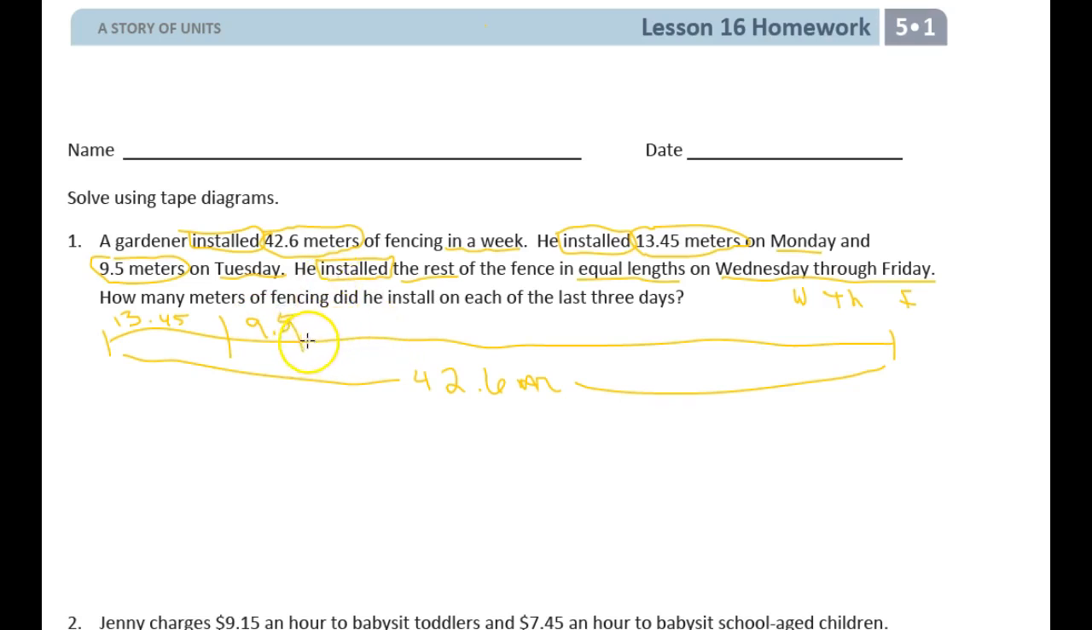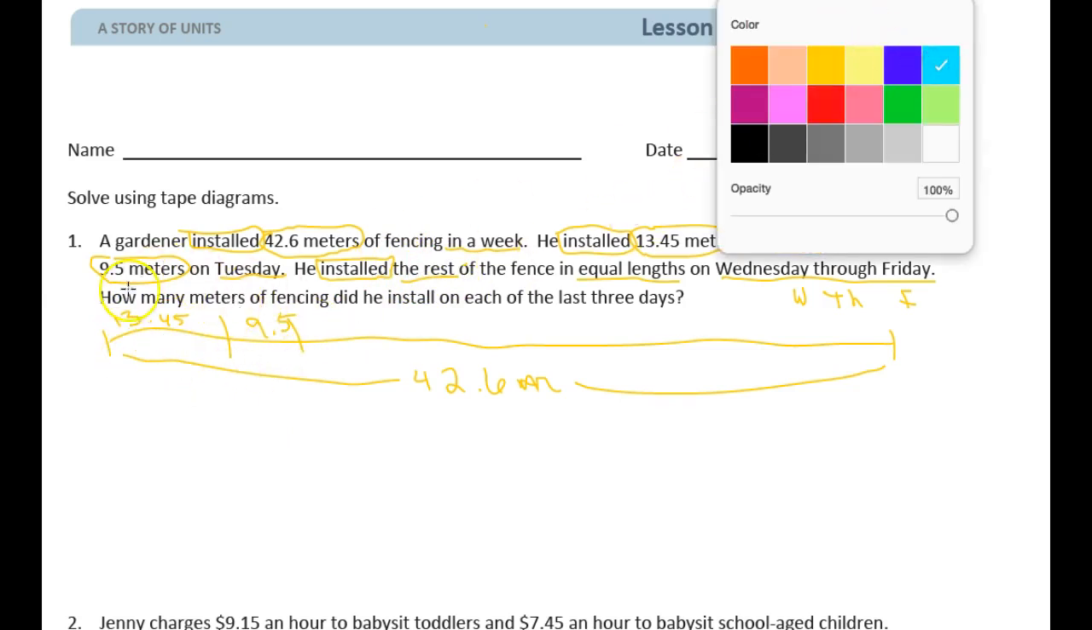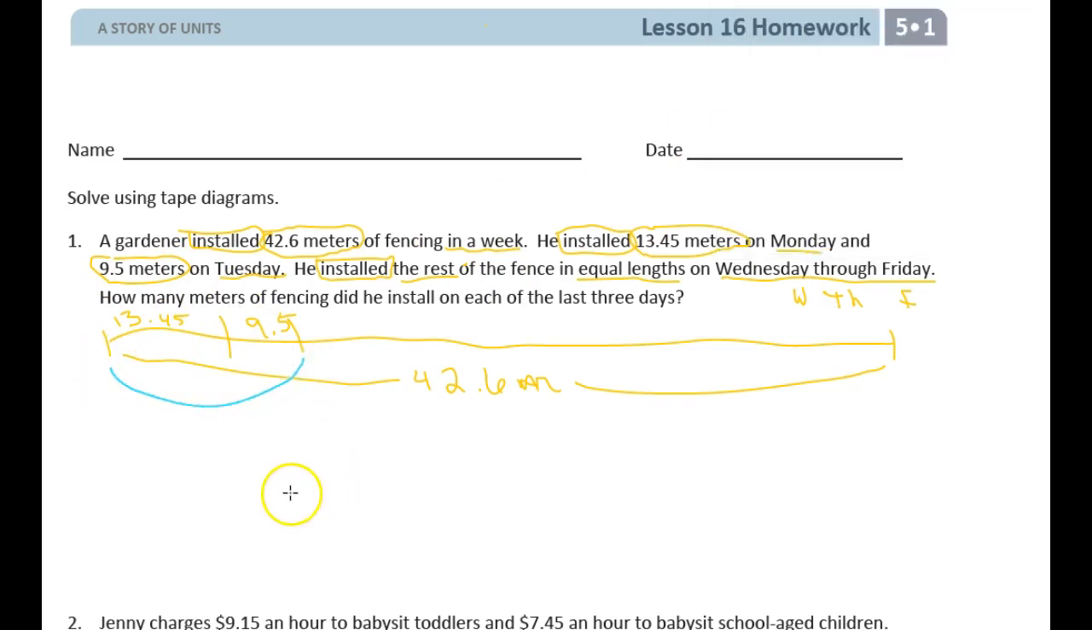So the big question, though, that we kind of need to find out is how much is the rest of this? So that word, the rest, there you go. So let's see how much this came to first. So I'm going to switch colors because we're kind of moving on to the next section. So how much was this all together? So we're going to be combining these two, right?